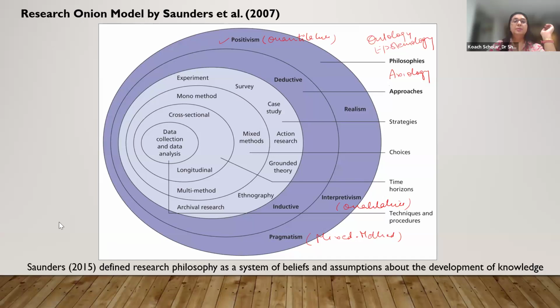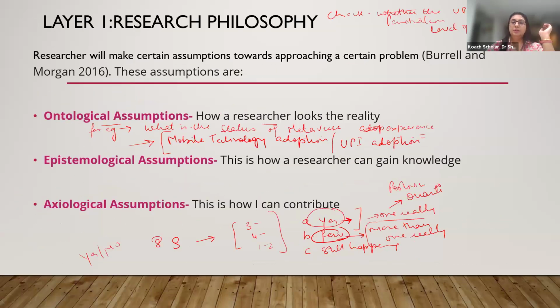Axiology means what are the beliefs of society, what are your values and beliefs? This is how I can contribute. Values and beliefs, which means how you are going to contribute in that particular study is your axiology assumption. You may have certain social values, you may be bound by certain social factors, certain cultural factors. Those cultural factors may or may not affect your research approach. That is called an axiological assumption.